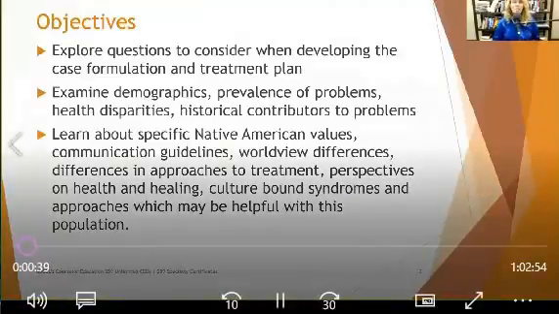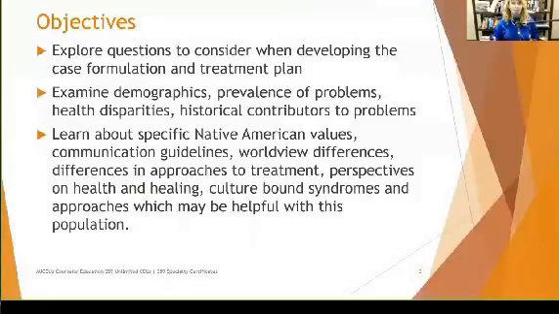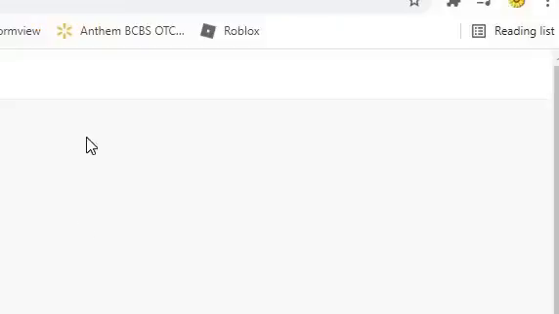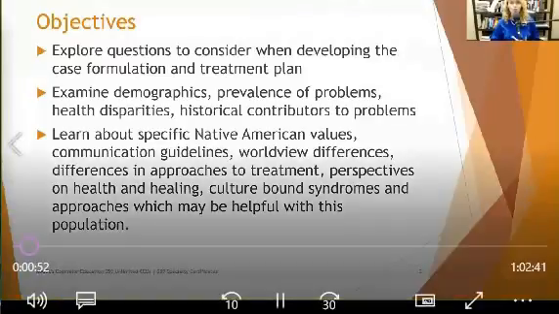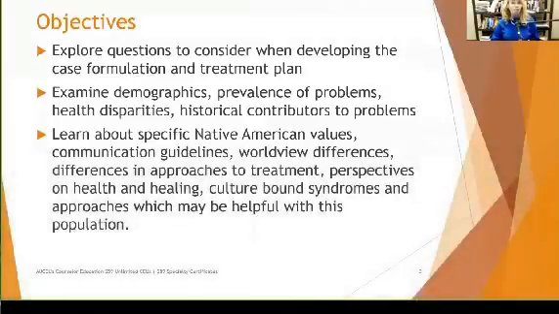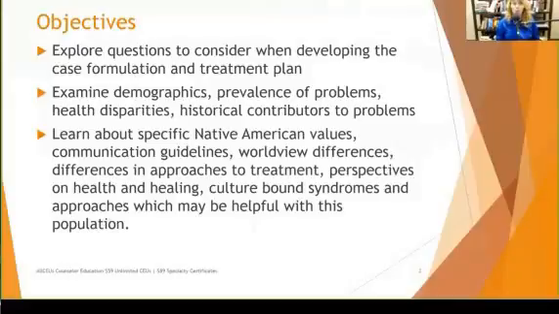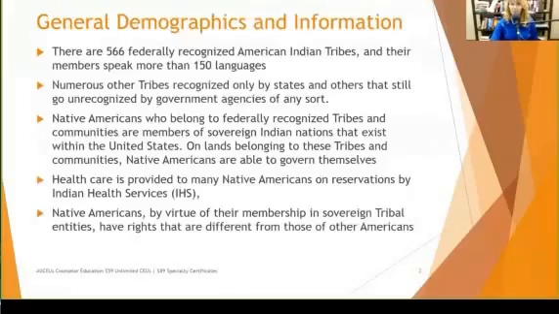In this presentation, we're going to explore questions to consider when developing the case formulation and treatment plan, and we're going to examine demographics, the prevalence of problems, health disparities, historical contributors to problems, specific Native American values, communication guidelines, worldview differences, difference in approaches and treatment, perspectives on health and healing, culture-bound symptoms, and approaches which may be helpful with this population. So strap in, we're going to go fast.